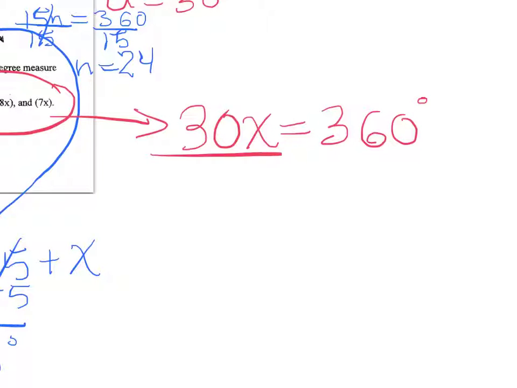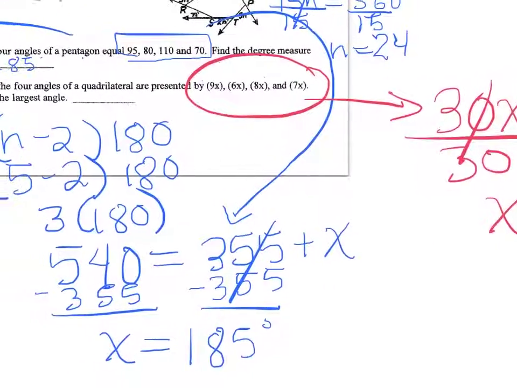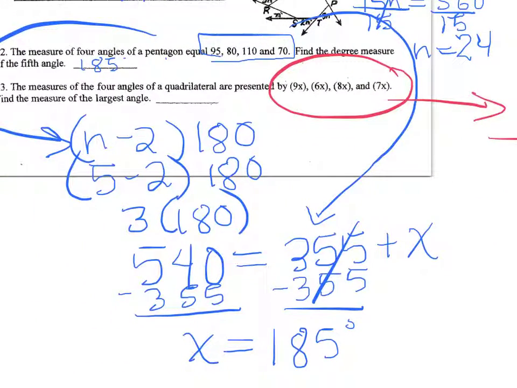Then we divide by 30, and that is equal to 12. So x is equal to 12. And now it says find the measurement of the largest angle. What would be the largest angle? The one with the 9, right? So 9 times 12, which is 108. And that would be the answer. Any questions about that problem?